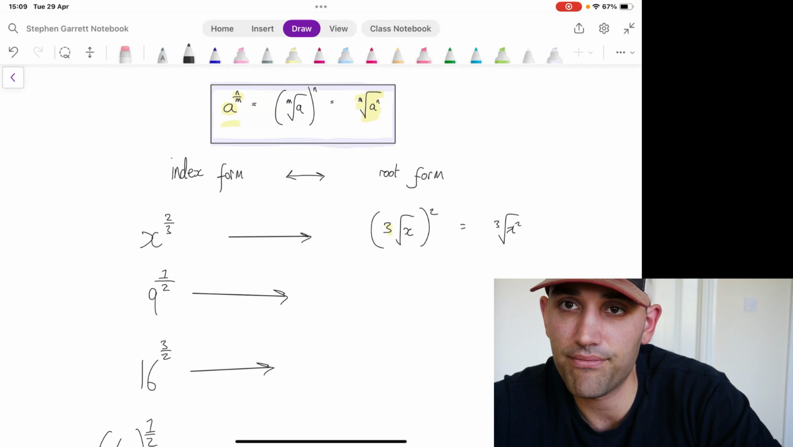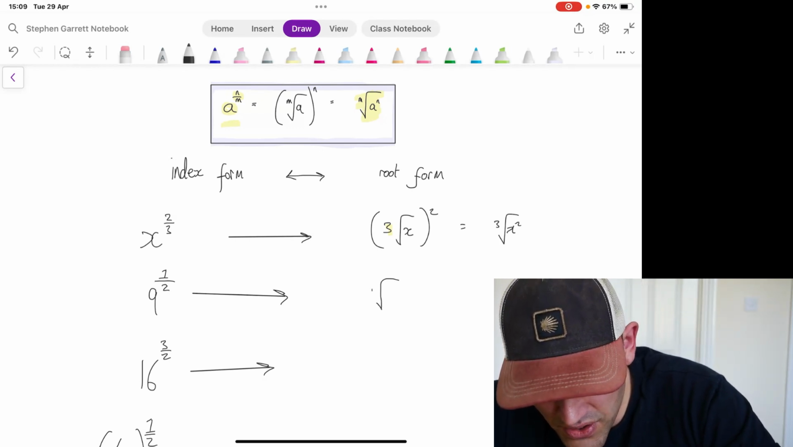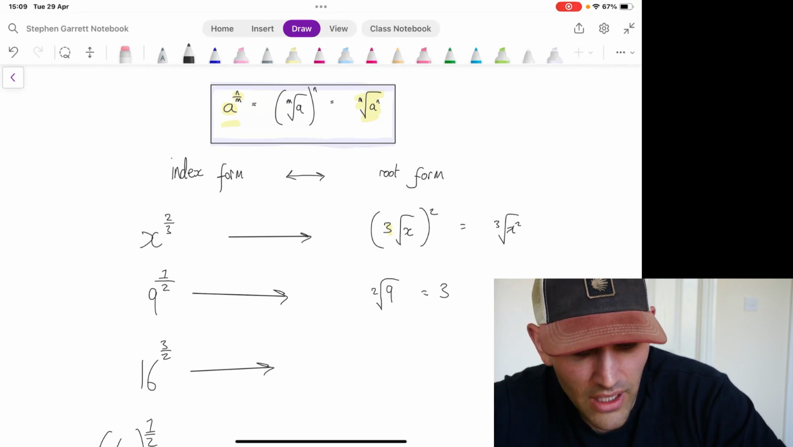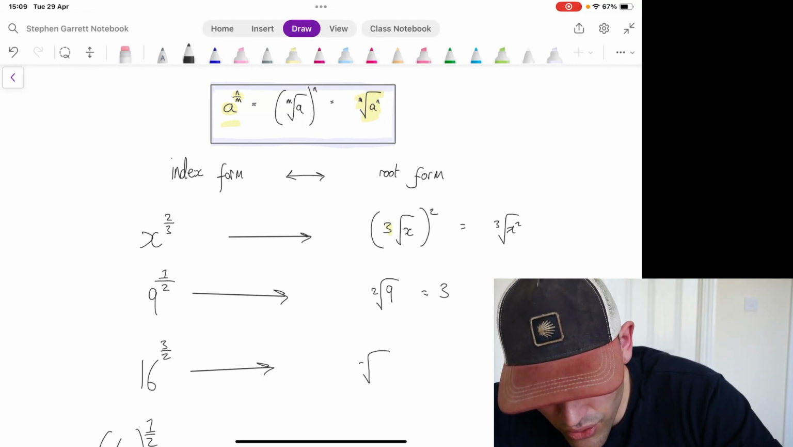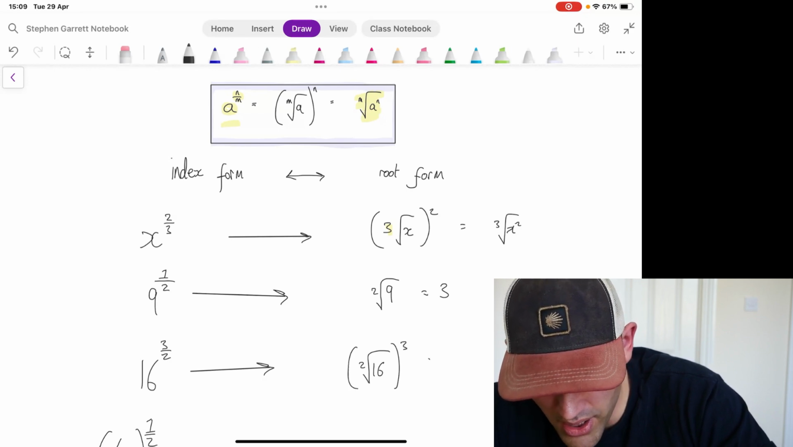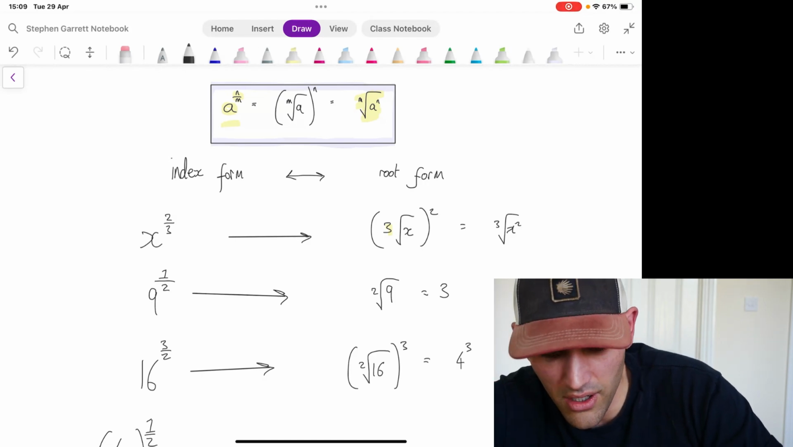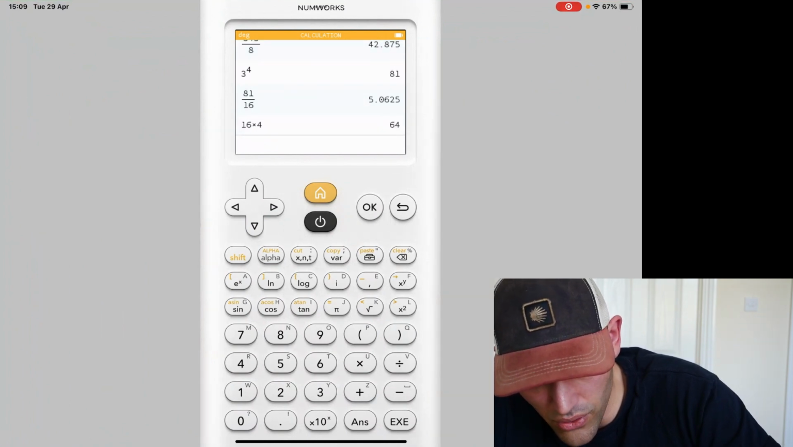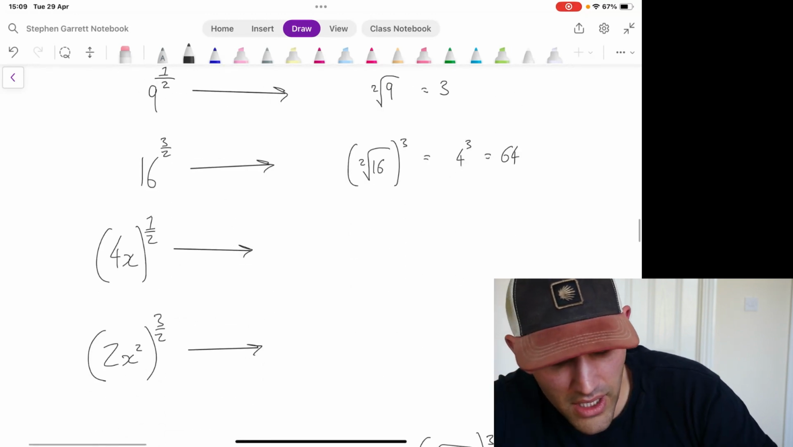Those are both equivalent. 9 to the power 1/2, that's going to be the square root of 9, which is, of course, 3. 16 to the power of 3/2, that's going to be the square root of 16 raised to the power 3. The square root of 16 is, of course, 4. 4 raised to the power 3. 4 times 4 is 16, times 4, I believe, is 64. So that equals 64.